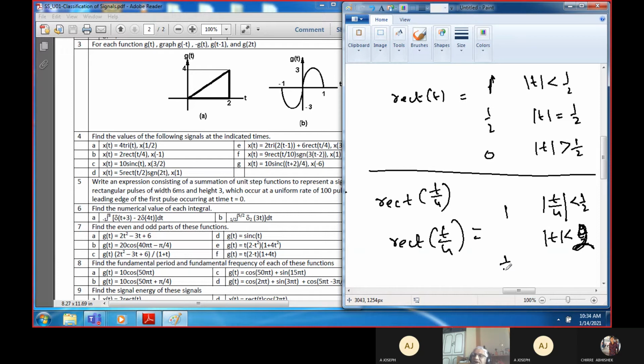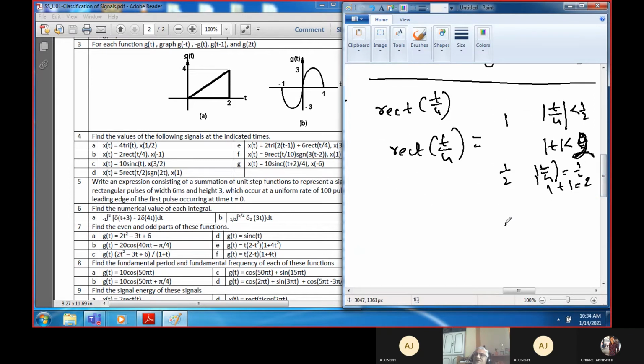Then 1 by 2 for mod t by 4 equal to 1 by 2. That means mod t equal to 2. Mod t equal to 2. So then it is equal to 0 for mod t by 4 greater than 1. So you can write this as greater than 1 by 2. Sorry. Then you can write it as mod t greater than 2.